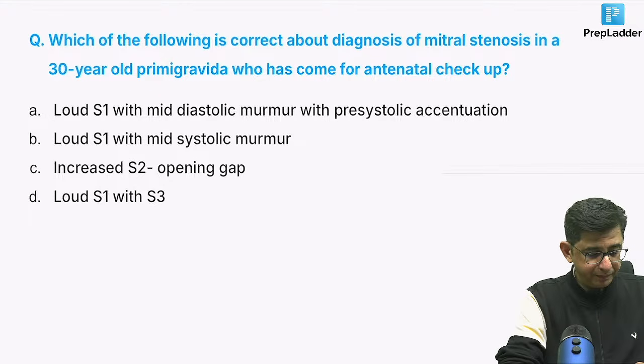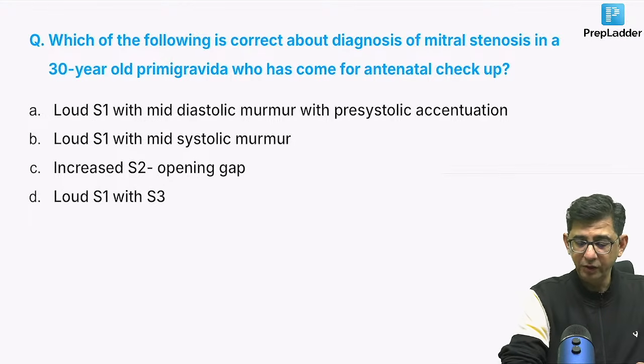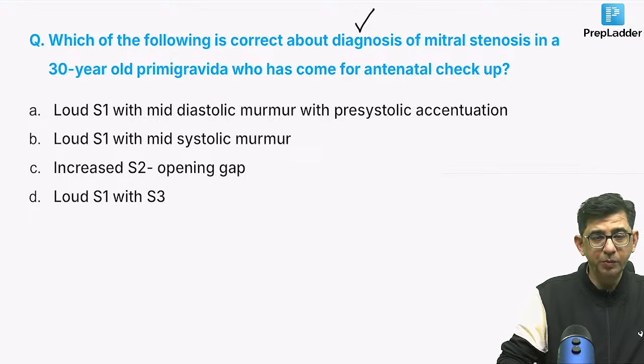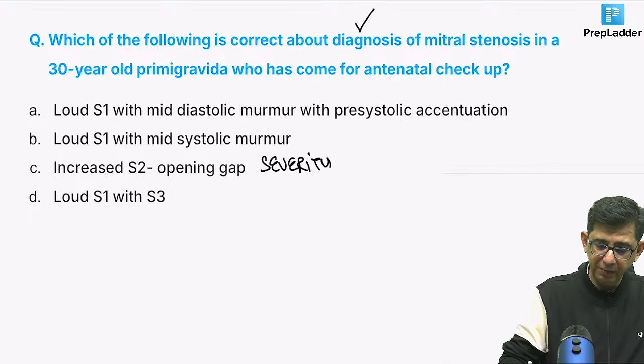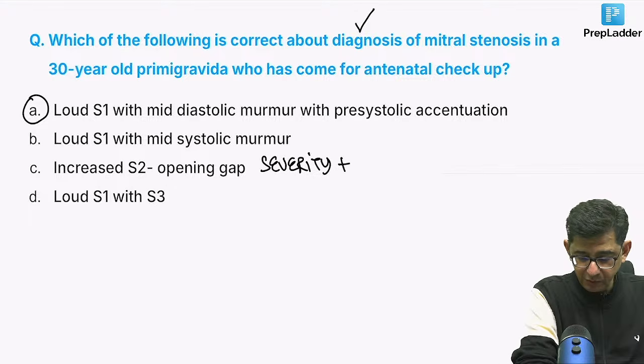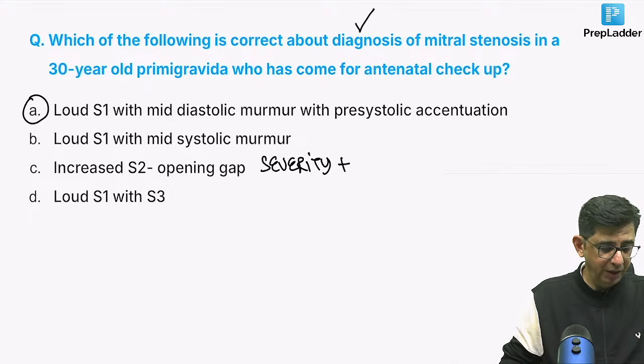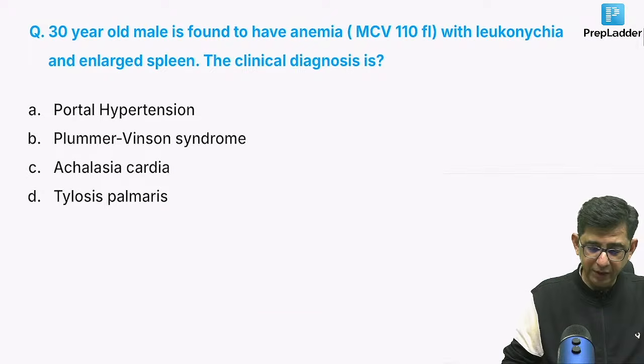Yes, this is a pretty straightforward one. It asked for the diagnosis, not the severity. This S2 opening snap gap is related to the severity, and the diagnosis in this particular case will turn out to be a loud S1 with a mid-diastolic murmur with a pre-systolic accentuation in a patient. Let's go, this is an easy one. Okay, next one.